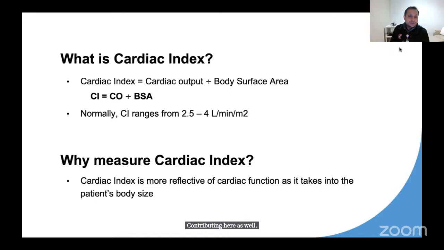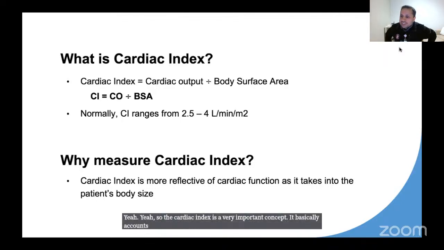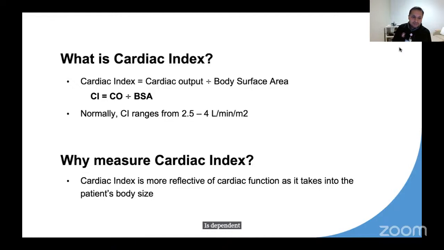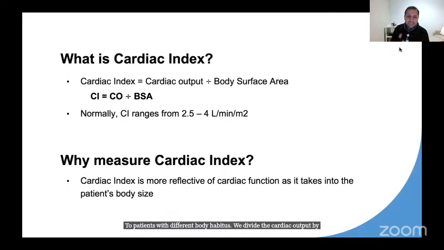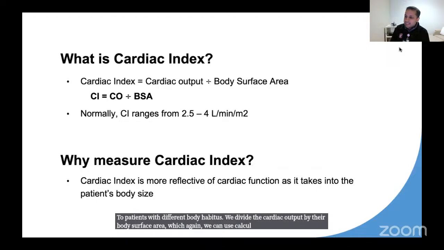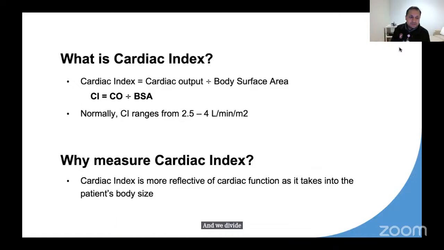Yeah, so the cardiac index is a very important concept. It basically accounts for the cardiac output, which just gives you a certain number, but whether that number is sufficient to meet the needs of the patient's body and end organ perfusion is dependent upon their body surface area. So to normalize it to patients with different body habitus, we divide the cardiac output by their body surface area, which again, we can use calculators to obtain. It's slightly different than the body mass index or the BMI, but again, uses a height and weight calculation. And we divide the cardiac output by the body surface area to index it to the specific patient.